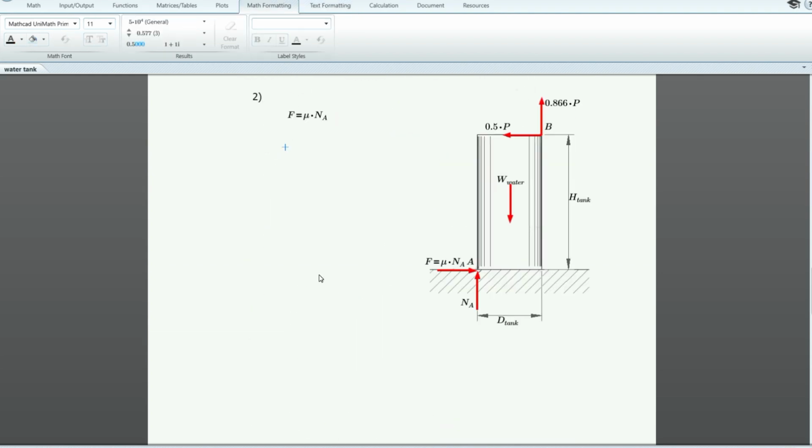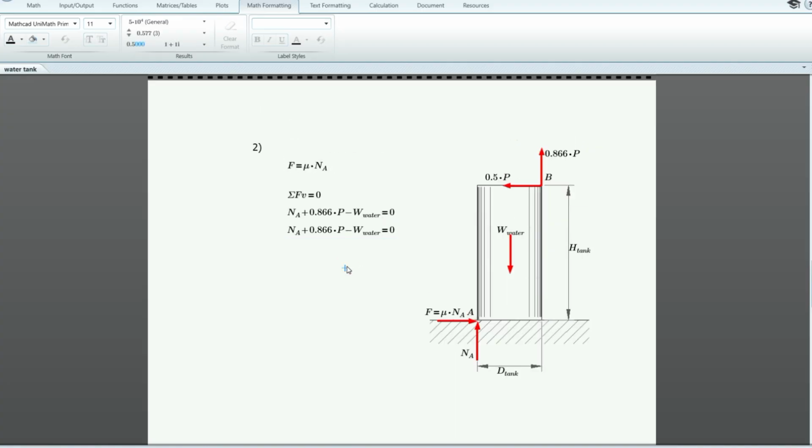Okay, we'll do summation of forces vertical first. We'll be able to solve for N sub A because the vertical forces include N sub A, the weight of water, and the vertical component of P. So our equation will be N sub A plus, this one is positive because it's going up, this one is minus, equals 0. I think we have solved P already.